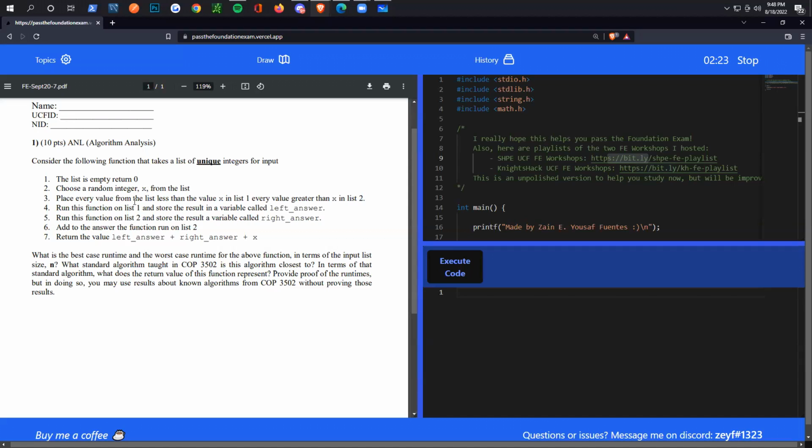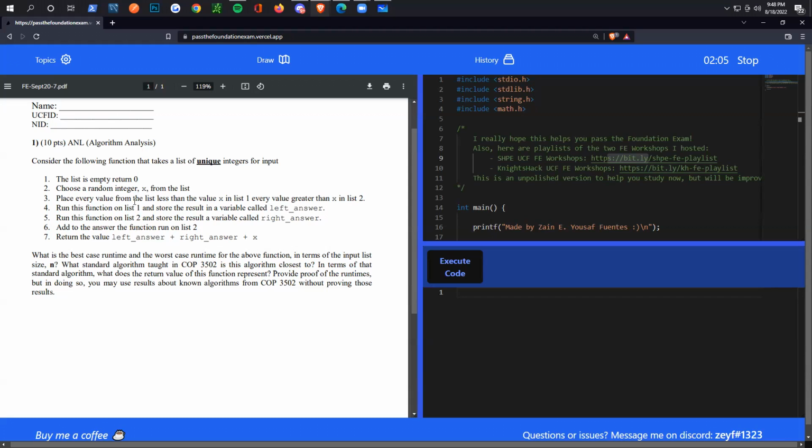So what exactly are they doing here? You have unique integers, so there's no duplicates. Place every value in the list less than x on the left and every value to the right greater than x. Run this function and store the results.